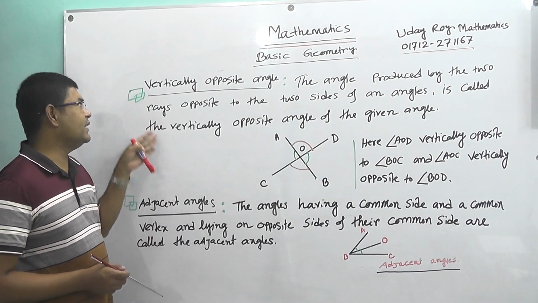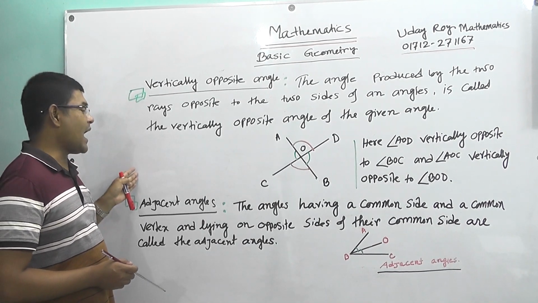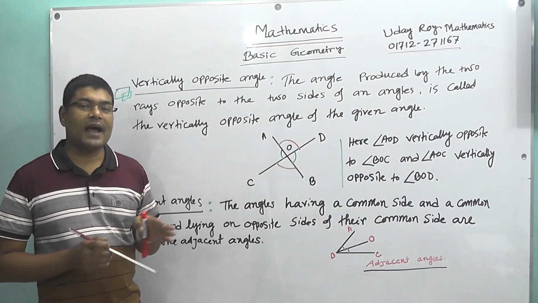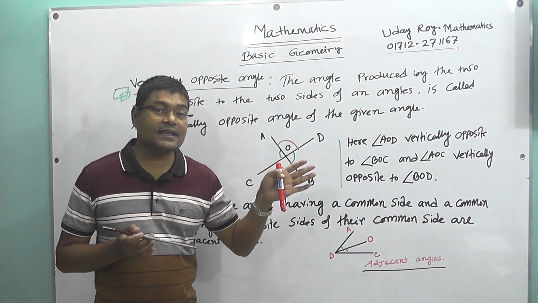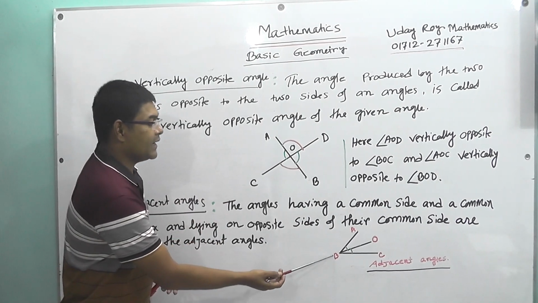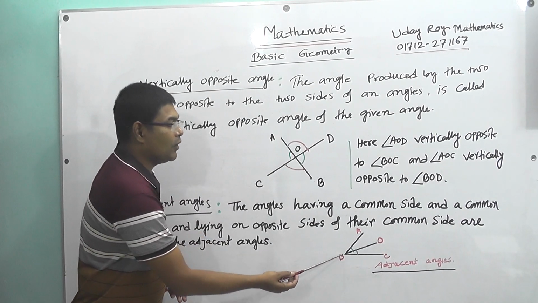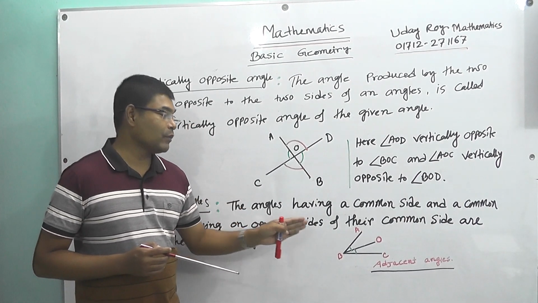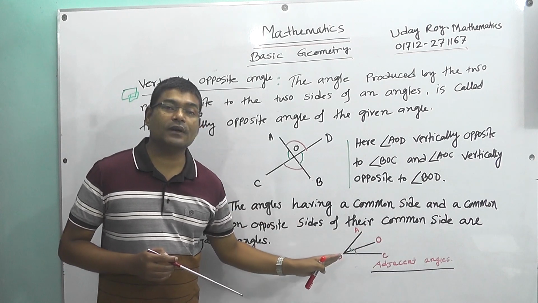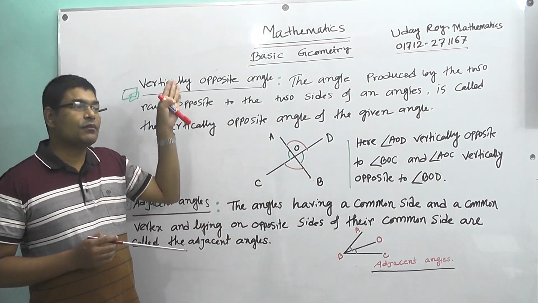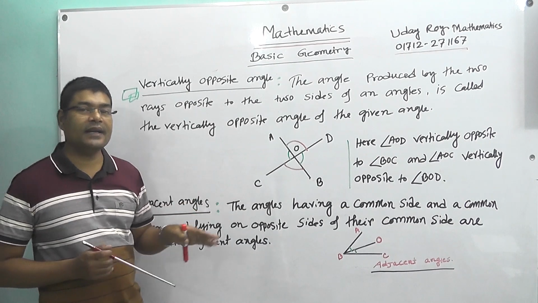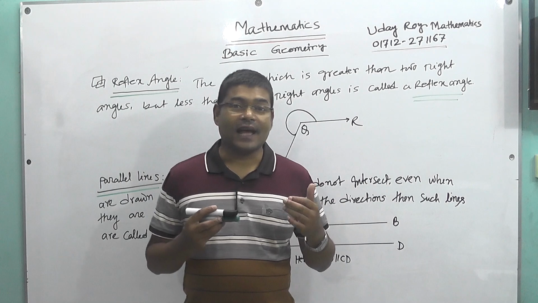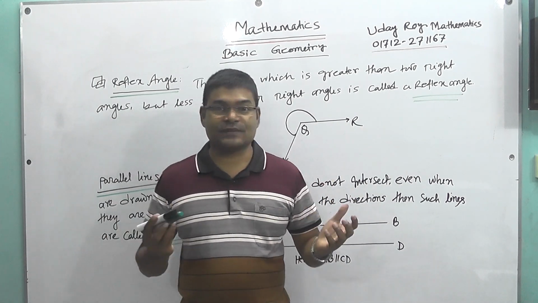So we have learned vertically opposite angles and adjacent angles. Vertically opposite angles are equal, and in adjacent angles, there is a common vertex and common side. Be careful: common vertex and common side. Now we will have to know reflex angle and parallel and transversal.